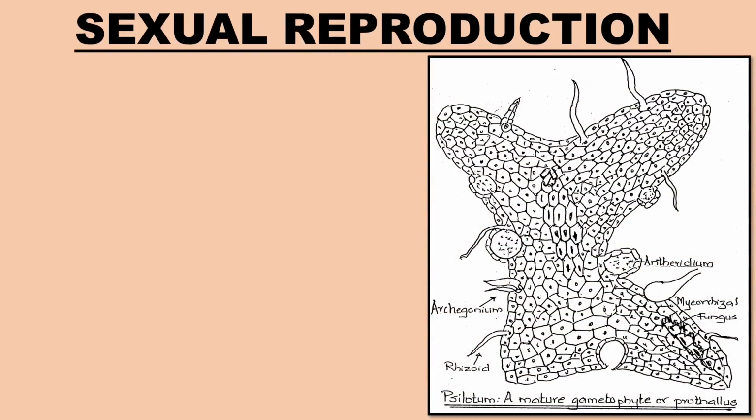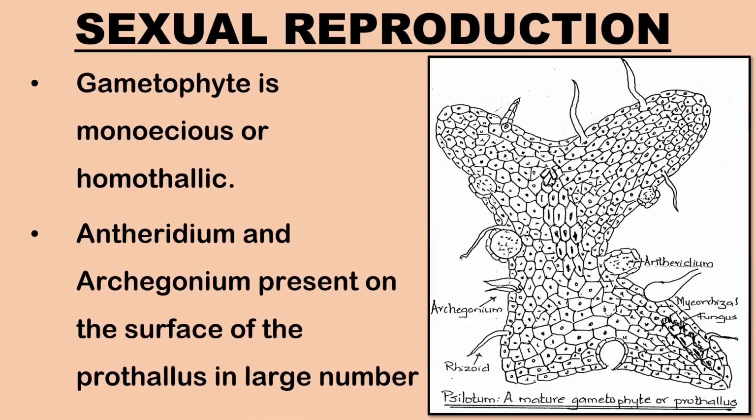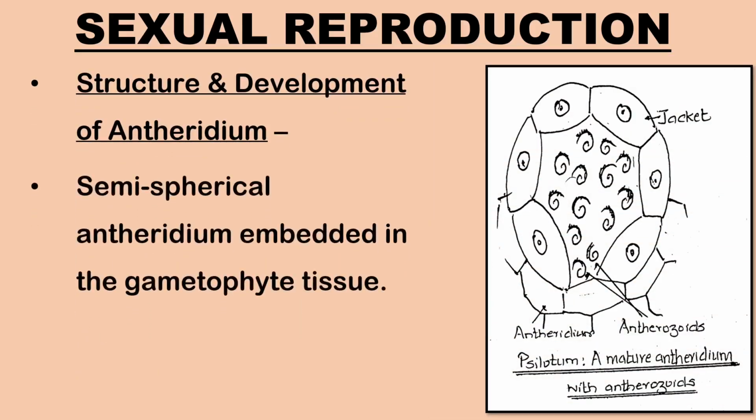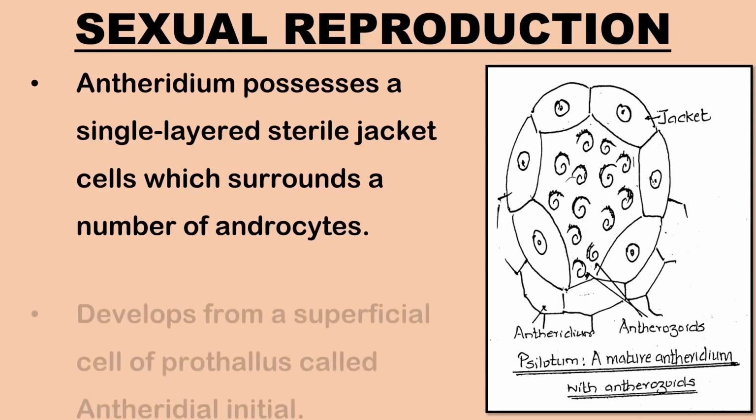Next, we shall study about sexual reproduction in Psilotum. The gametophyte is monoecious or homothallic. Both the sex organs, namely Antheridium and Archegonium, are found on the surface of the prothallus in large numbers. Antheridium is a semi-spherical structure embedded in the tissue of the gametophyte. The spherical Antheridium has a single-layered sterile jacket of cells which surround a number of androcytes.